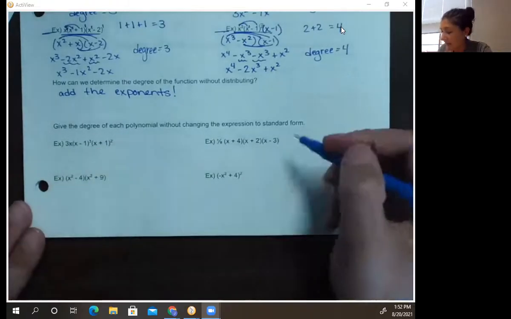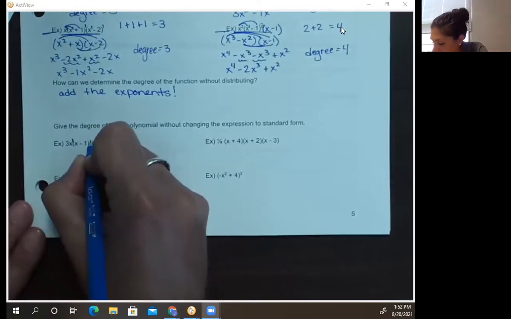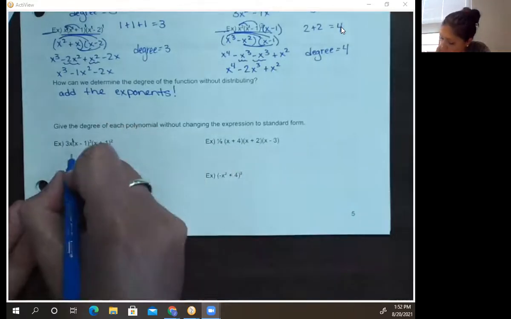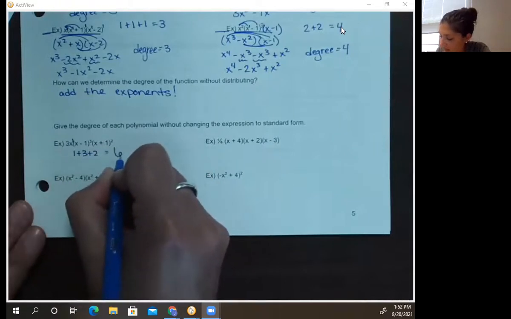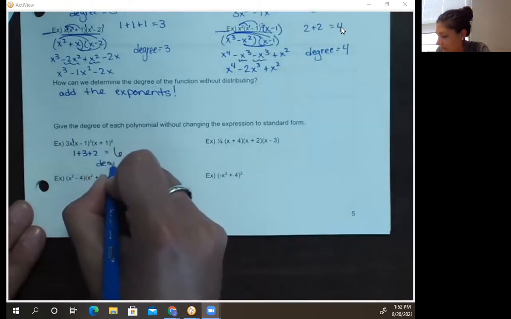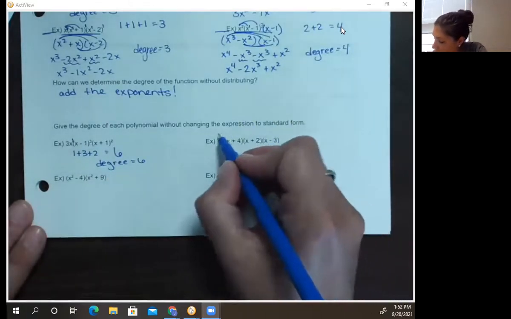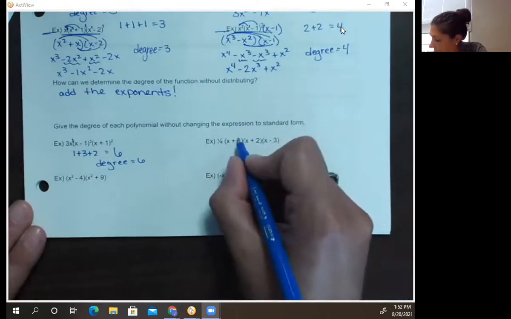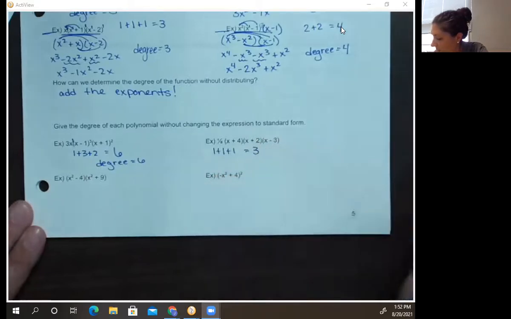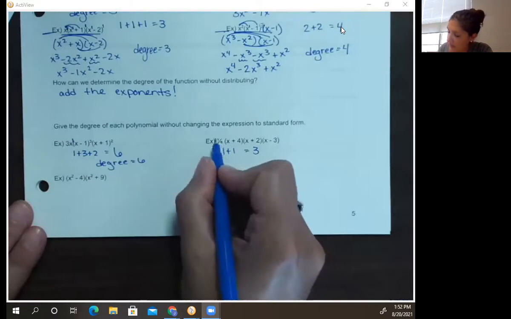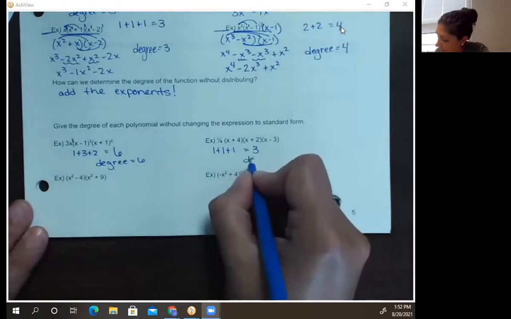So for my first example in this bottom section, here's an exponent of 1. This would be 1 times 3, that's 3, and 1 times 2, that's 2. So 1 plus 3 plus 2 means I have a degree of 6. So my degree here is 6. For my next example, 1, 1, 1, 1 plus 1 plus 1 would be 3. Notice I didn't care about the exponent on the 1/8. I only care about exponents on factors that have an x. So I have a degree of 3 here.